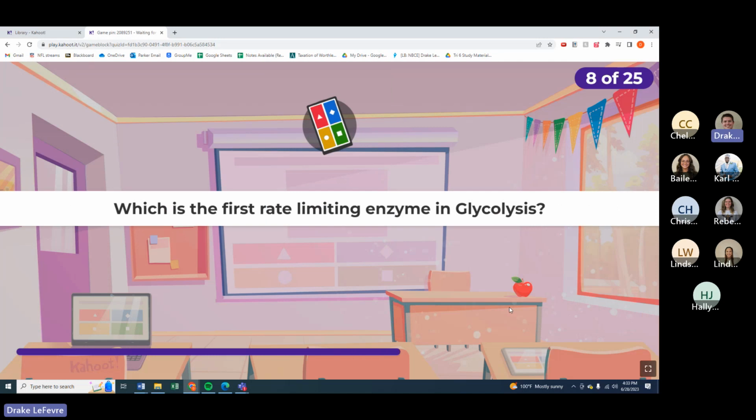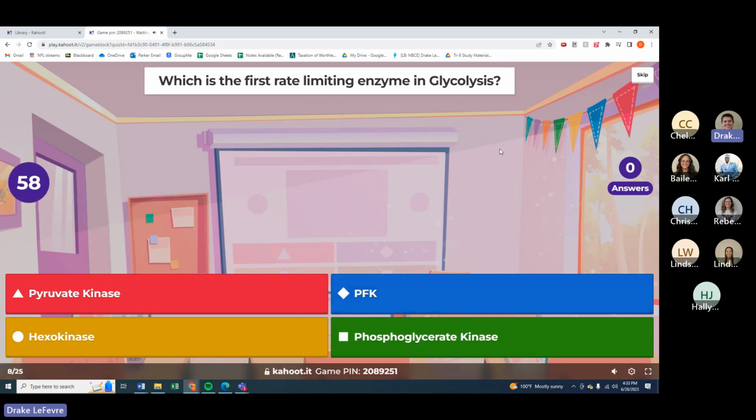Next, what is the first rate-limiting enzyme in glycolysis? Pyruvate kinase, PFK, hexokinase, or phosphoglycerate kinase?